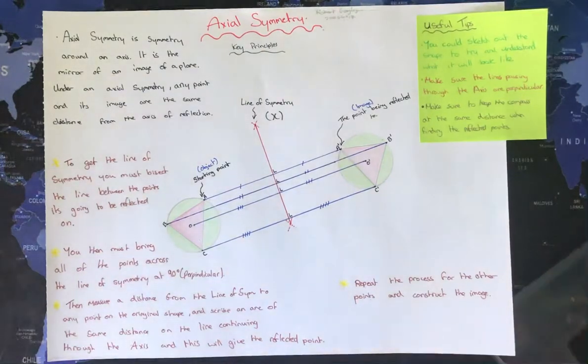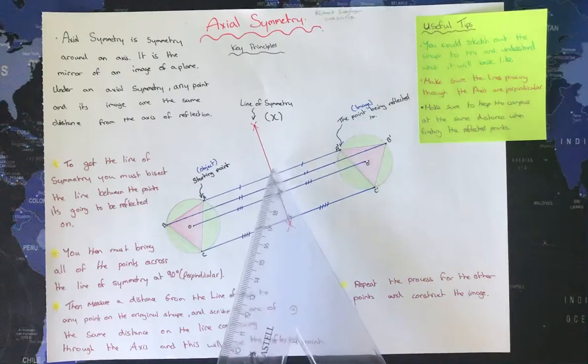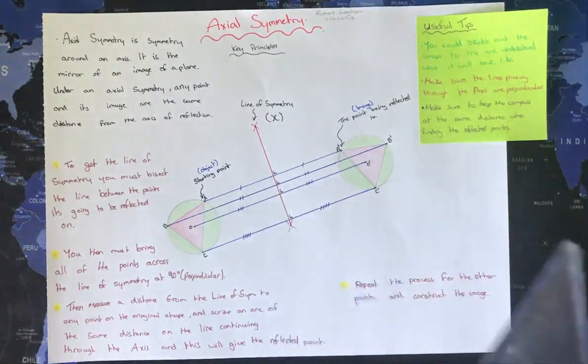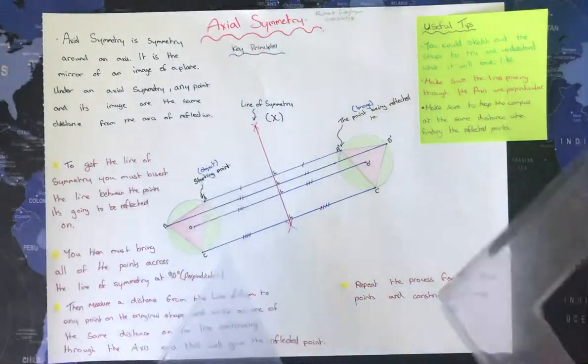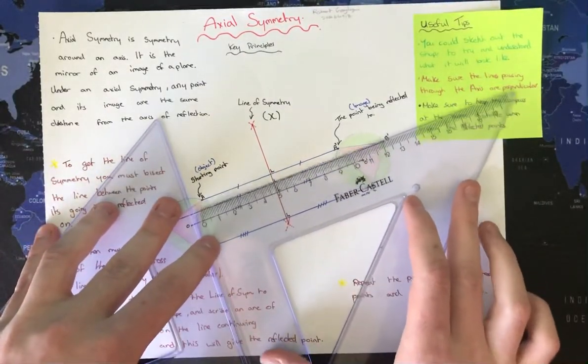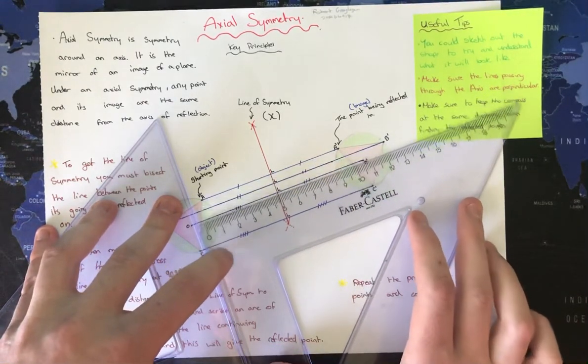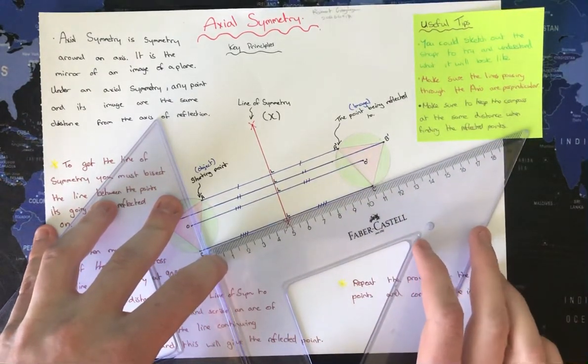You have to make sure that the lines passing through the line of symmetry are always 90 degrees, or perpendicular, to the line of symmetry. To do that, I would use a set square and a straight edge, and every line would have to be parallel to A A dash, and just bring the points on down using my set squares.